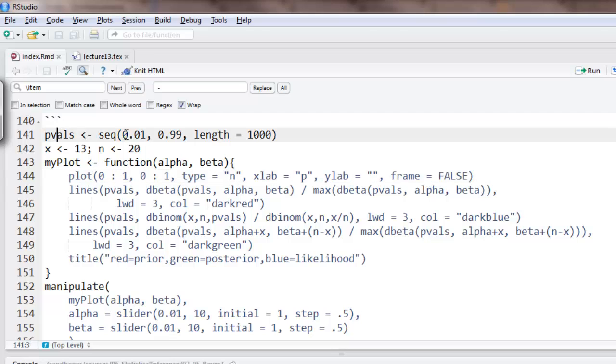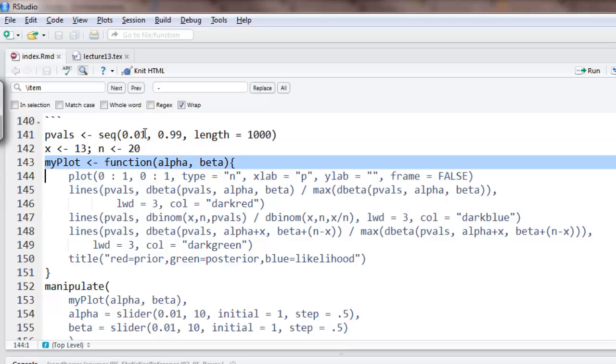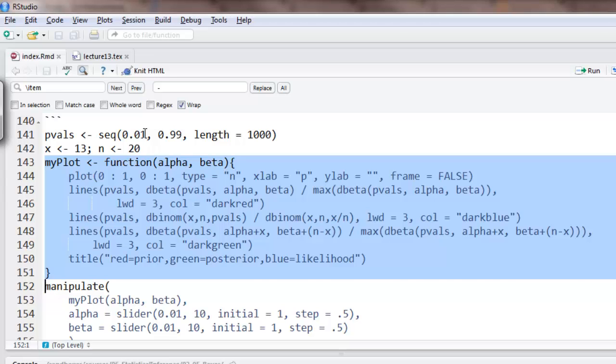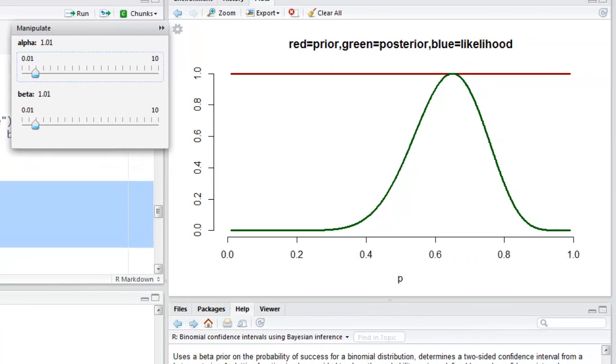Okay, here's my little workspace where I'm working on this lecture. I'm going to define my p-vals again. I don't think I have to. x is 13, n is 20. My plot is this function right there, and I'm going to do manipulate. All right, it worked. Okay, so the red is the prior, the green is the posterior, and the blue is the likelihood.